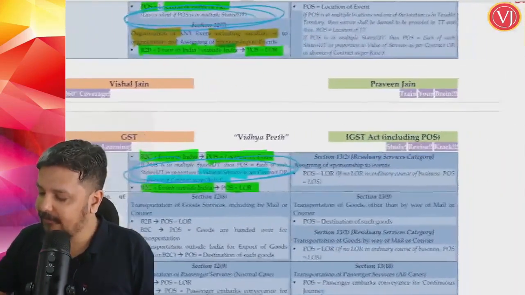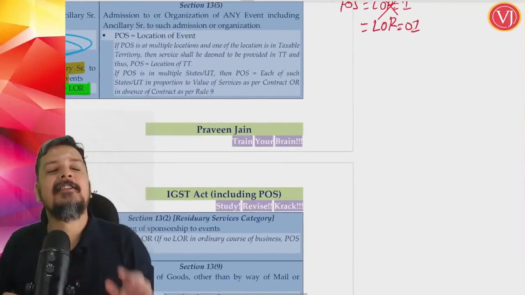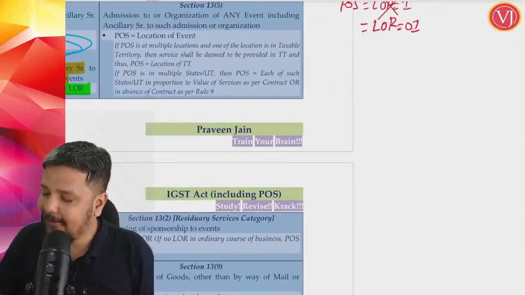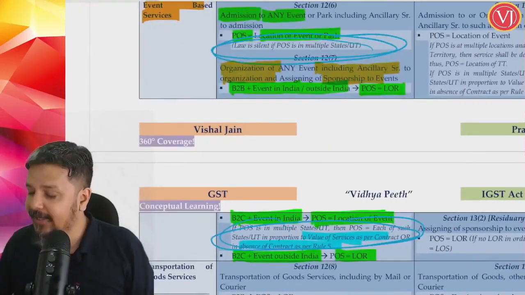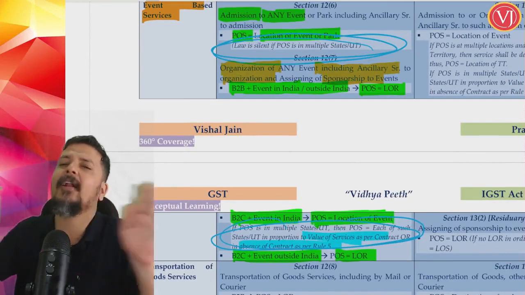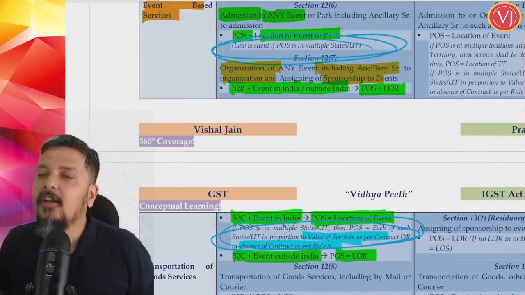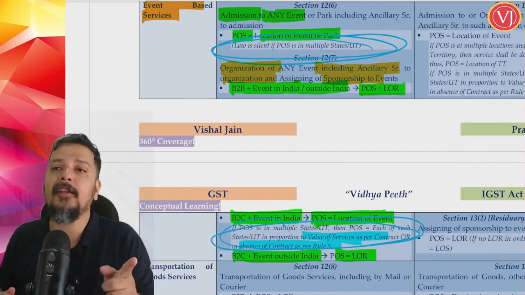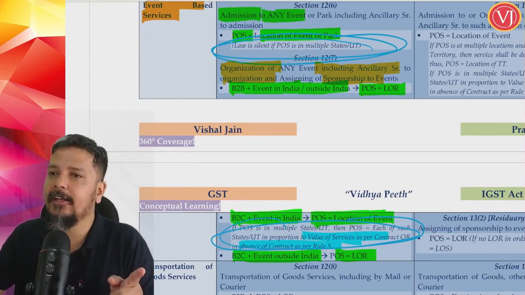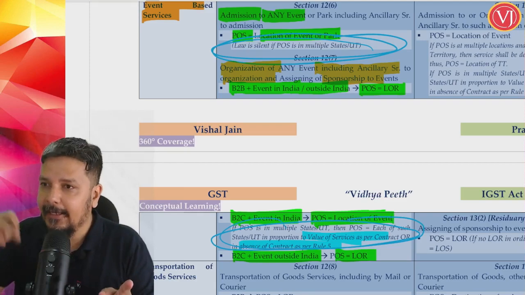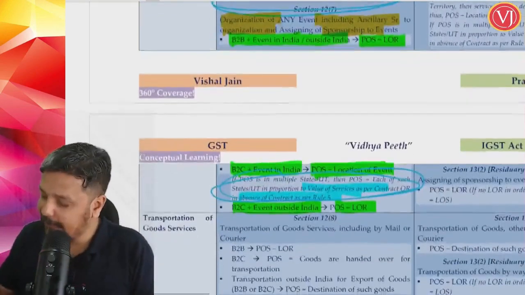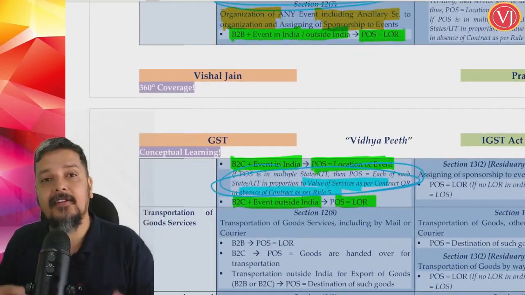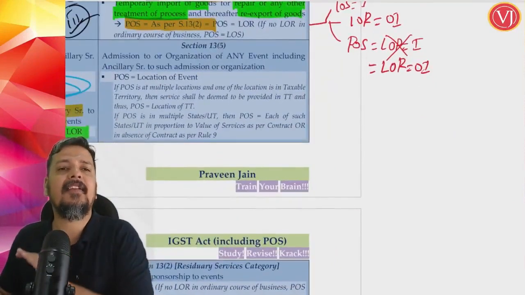But when you start seeing section 13, they make your life very simple. They tell that we don't want to go with admission having a separate answer and organizing a separate one. Here you have different answers. For admission, they don't ask any question. It is location of event. For organizing, they ask multiple questions. B2B, one answer, whether in India or outside India, LOR. B2C, if the event is in India, one answer, location of event. B2C, event outside India, then they tell that we'll go with location of recipient. Another answer. There are 3 multiple answers. But if you see section 13, life is very, very simple.